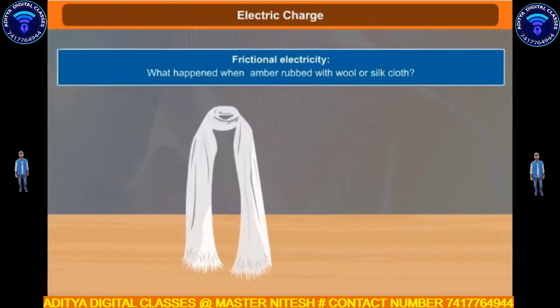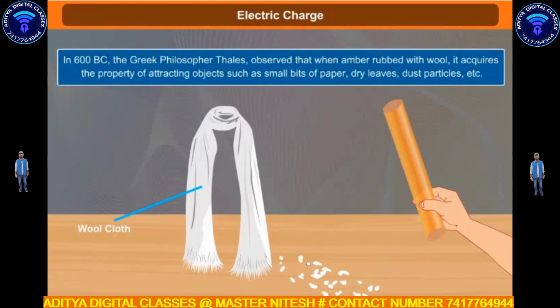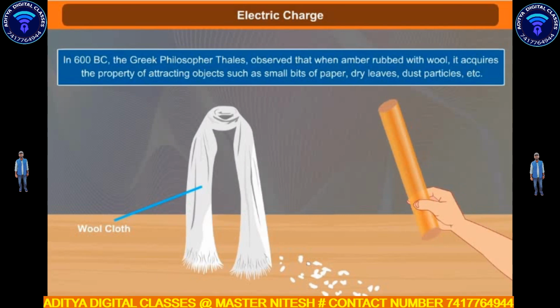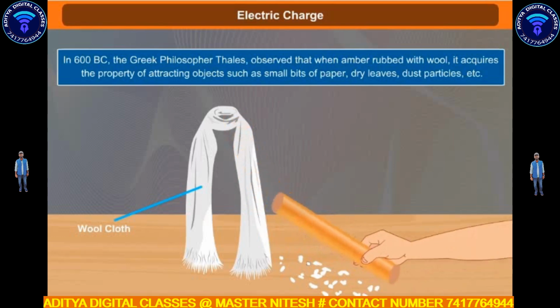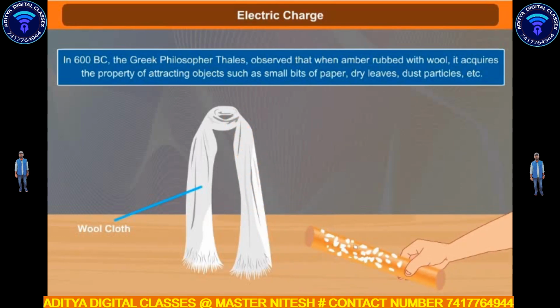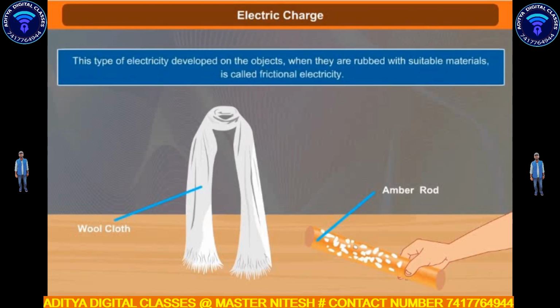Frictional electricity. What happens when amber is rubbed with wool or silk cloth? In 600 BC, the Greek philosopher Thales observed that when amber is rubbed with wool, it acquires the property of attracting objects such as small bits of paper, dry leaves, dust particles, etc. This type of electricity developed on objects when they are rubbed with suitable materials is called frictional electricity.